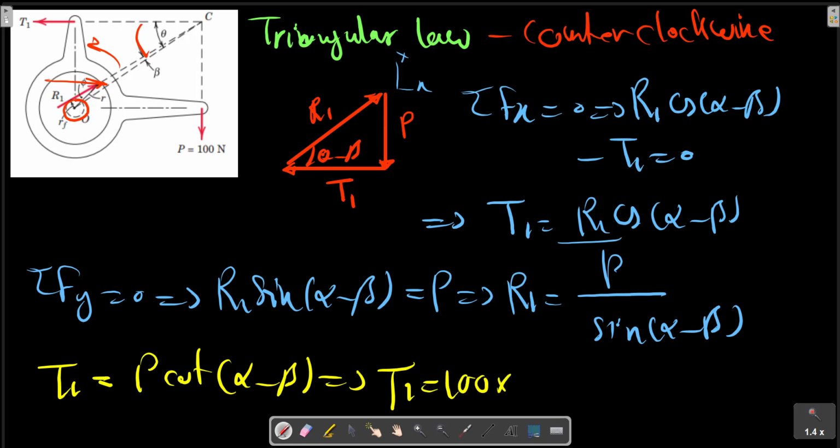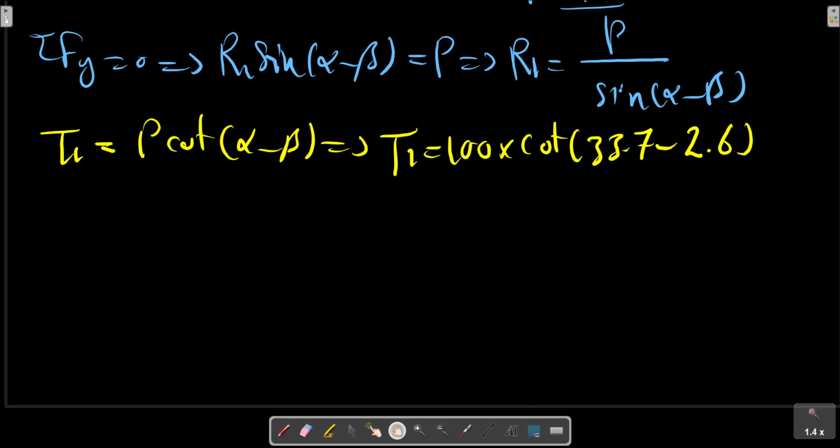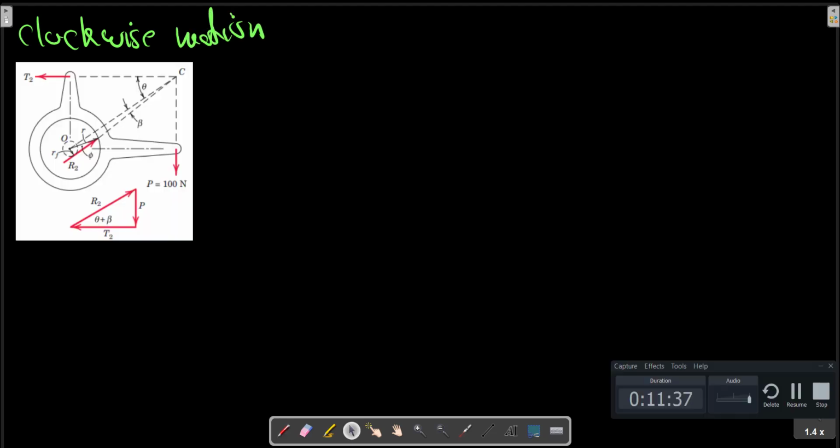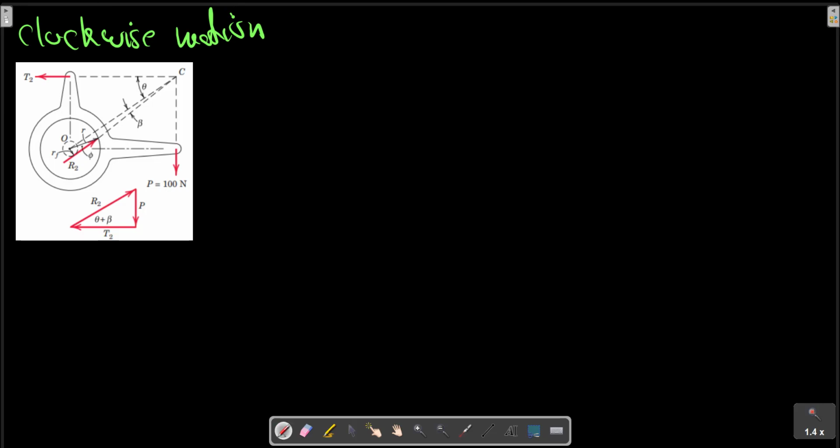T1 equals 100 cot of alpha, calculated before, phi, theta, excuse me, this theta calculated, minus beta, gives T1 for the clockwise motion. We have this relation.